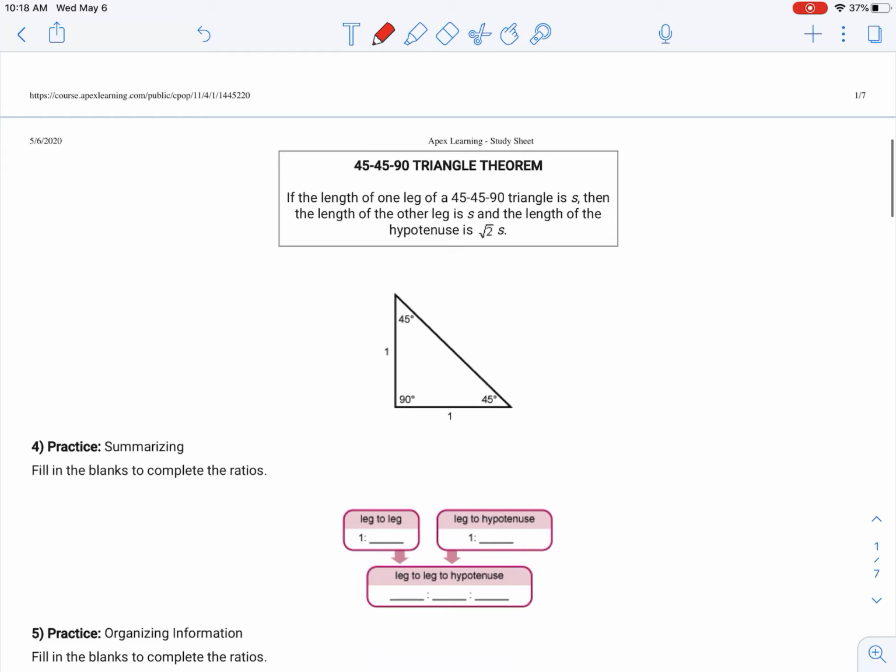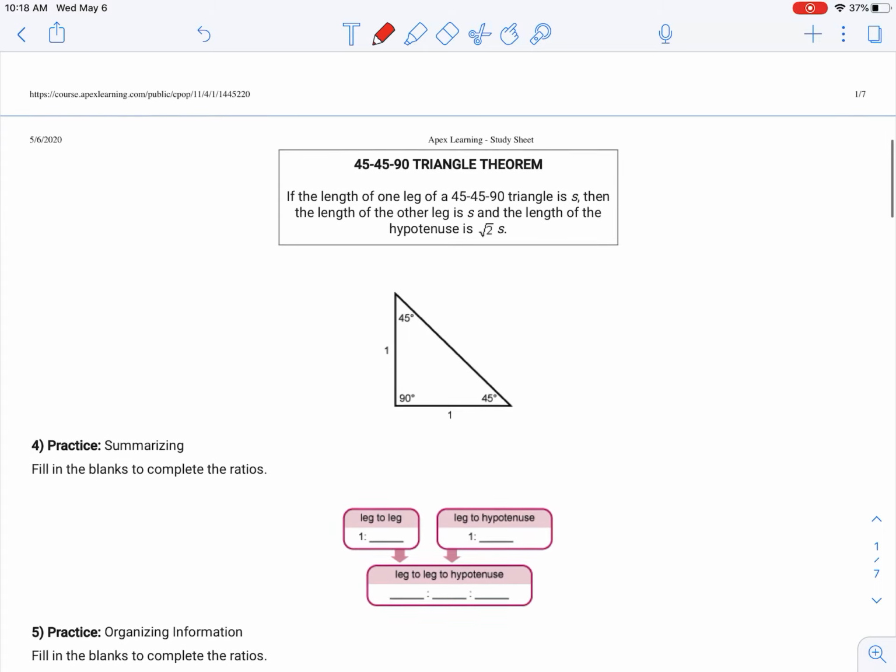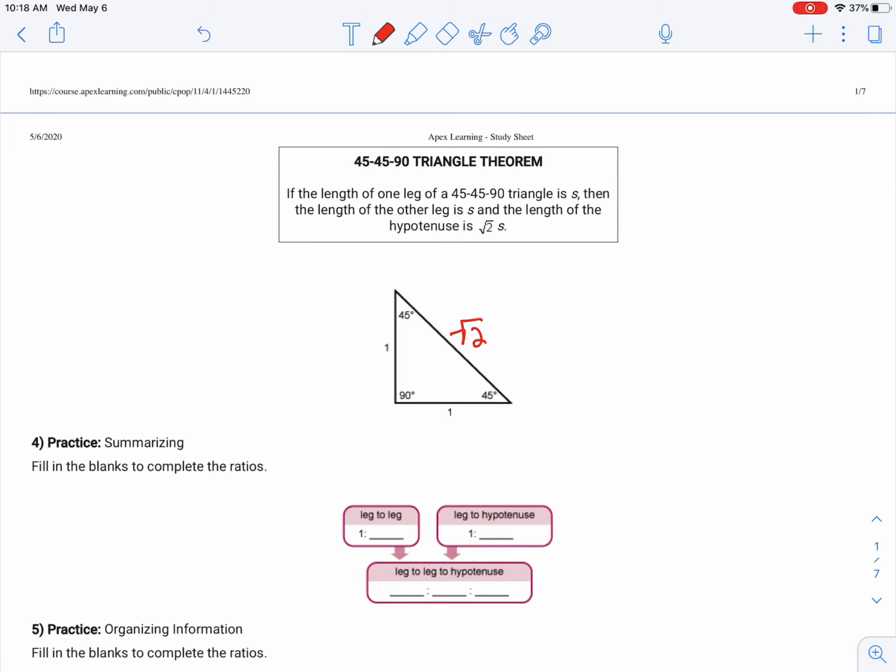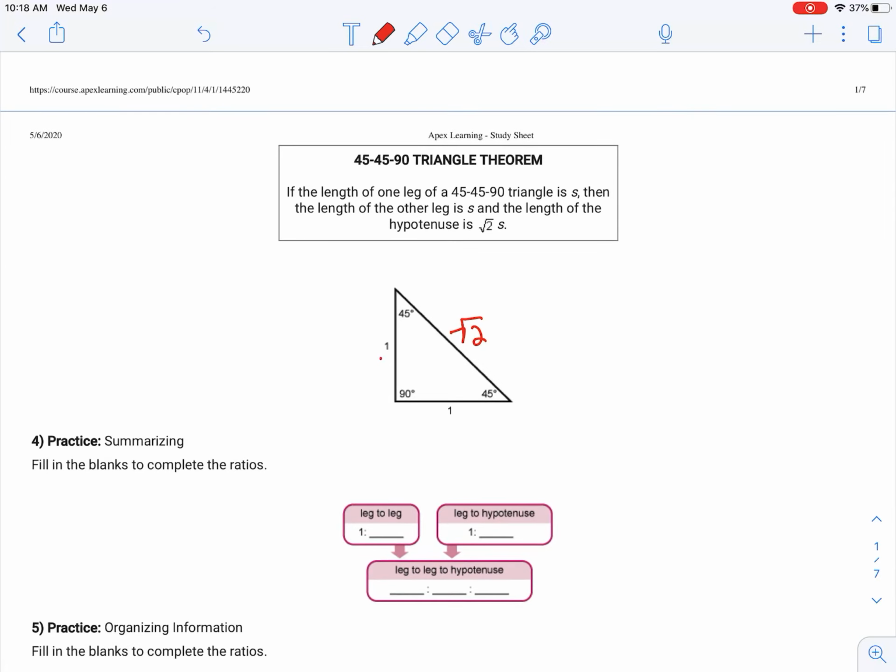Here's the 45, 45, 90 triangle theorem. If the length of one leg of the 45, 45, 90 is s, then the length of the other leg is s, and the length of the hypotenuse is the square root of 2 times s. Okay, so this is the square root of 2. So if that's 1 and that's 1, the hypotenuse is the square root of 2.